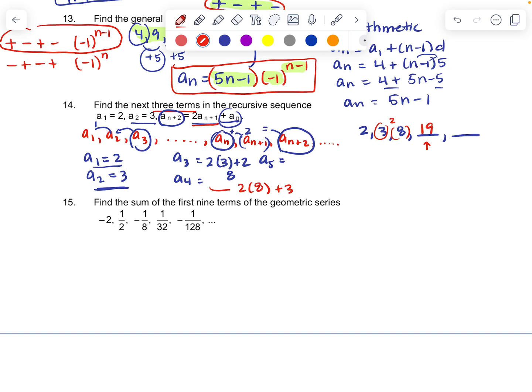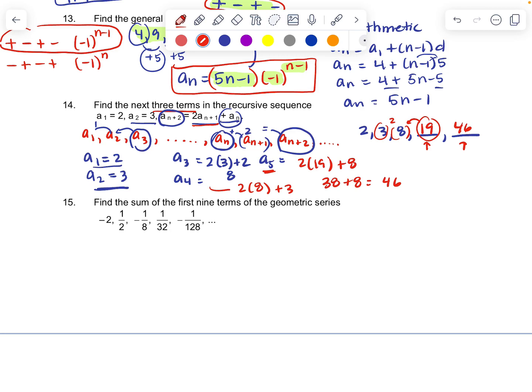Okay, and then if I want to find the last one, that's going to give me my a sub 5 right here. So it's 2 times the term before that, so it's 2 times 19, and then plus the term before that, which is 8. So 2 times 19, that's 38. 38 plus 8 is 46.